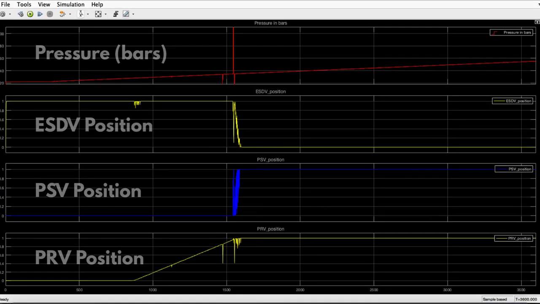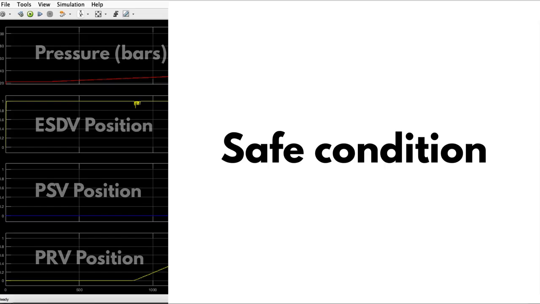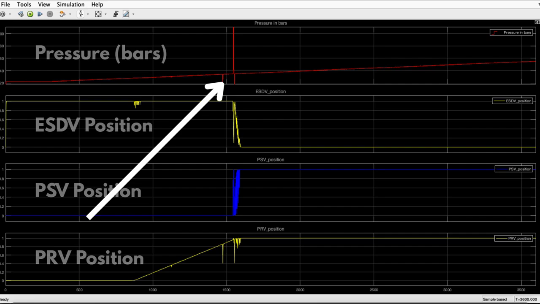As shown in the plots here, under normal operating conditions, the SIS remains passive while continuously monitoring the process. But in this case, when an overpressure condition is introduced, whereby the pressure rises beyond the defined safe limit, it is observed that the SIS logic activates, closing the shutdown valve and opening the pressure control valves to prevent further escalation and relieve the pressure within the pipeline.